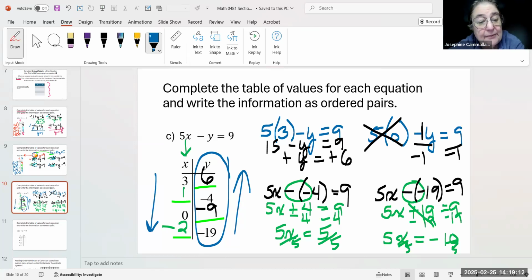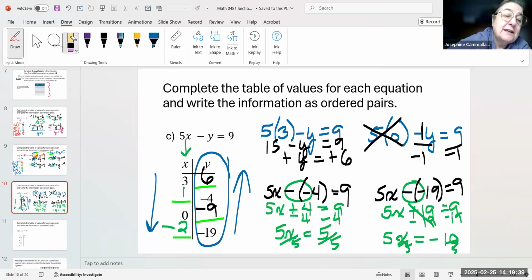Something to check. If one of those values does not follow the direction, then you know you've done something wrong. Because let's say my last value, instead of a -19, I got a +2. That should tell me right away I've done something wrong. Okay, little clues to look at.